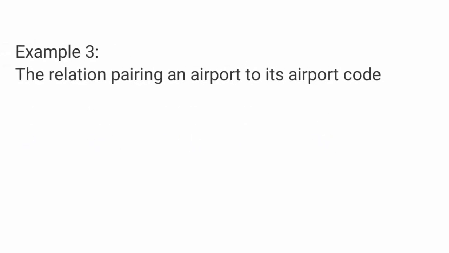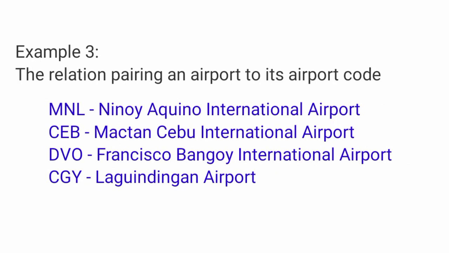Another example here is the relation pairing an airport to its airport code. If you are not familiar with this, I will be providing you some of our airport codes here in the Philippines. MNL is for Ninoy Aquino International Airport, CEB is for Mactan Cebu International Airport, DVO is for Francisco Bangoy International Airport, CGY is for Laguindingan Airport in Cagayan de Oro City.